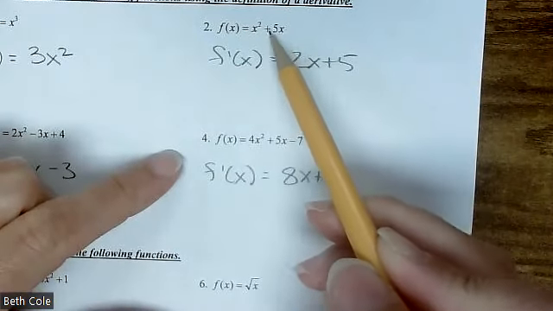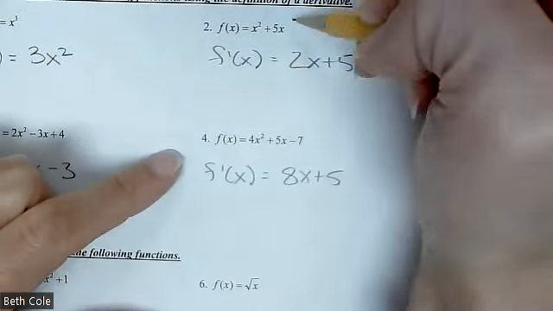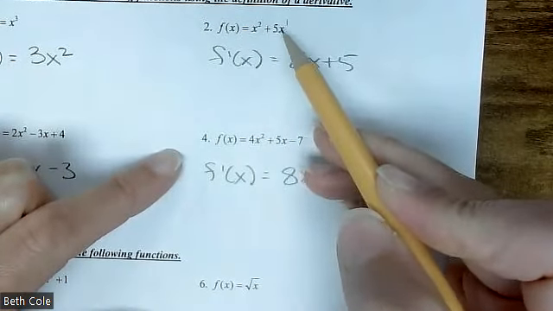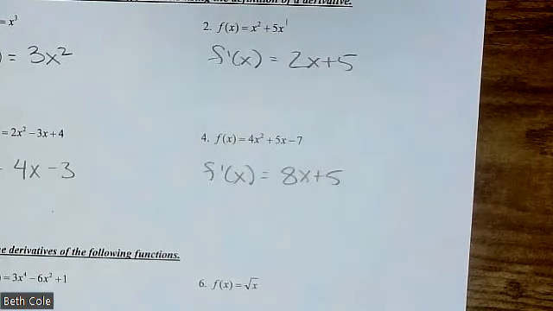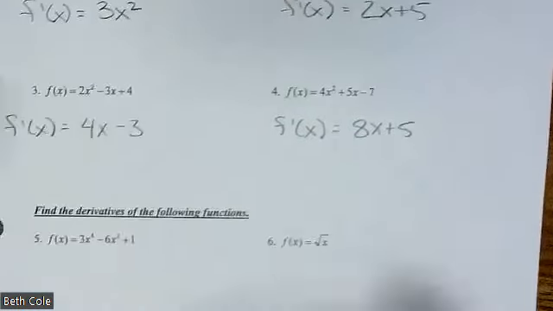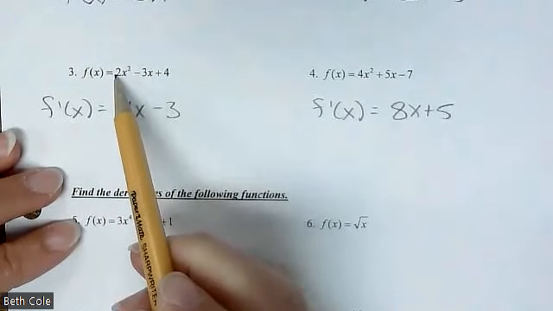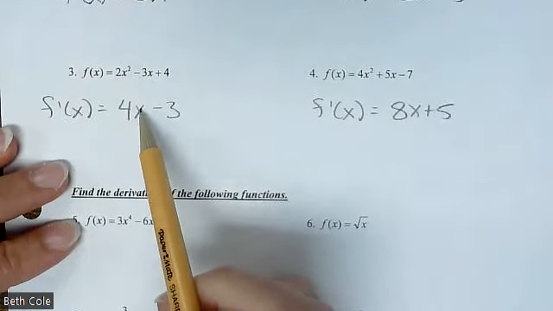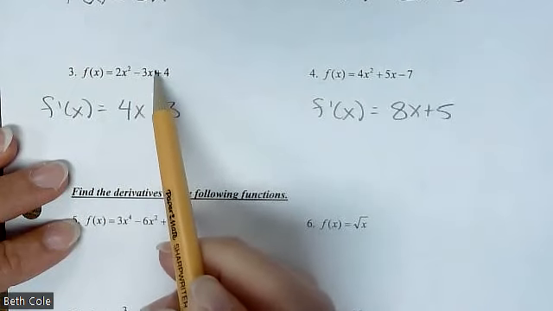And then what happened here? Because this is really a 1, right? So if you bring that down, 1 times 5 is 5. It drops to x to the 0, which you just don't write. That's nothing. And then this one here, 2 times 2 is 4, drops from a 2 to a 1, and then minus 3. What happened to this?